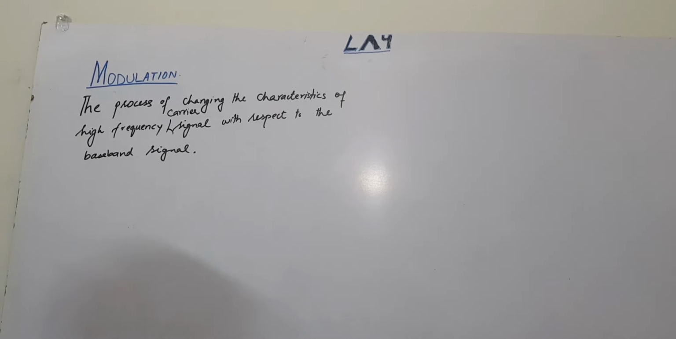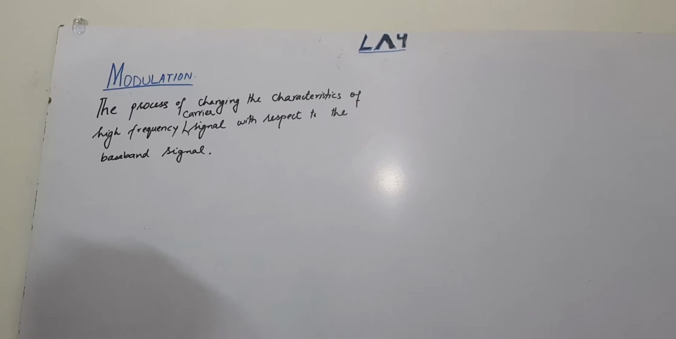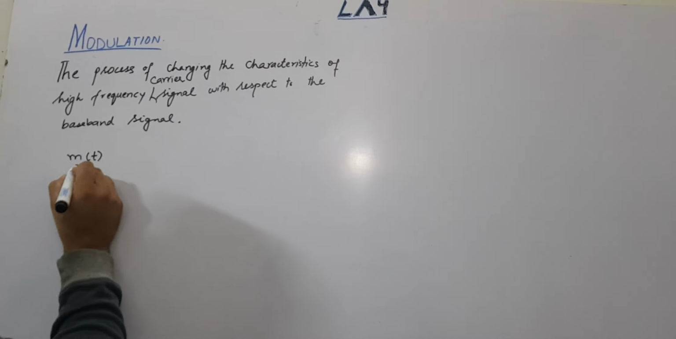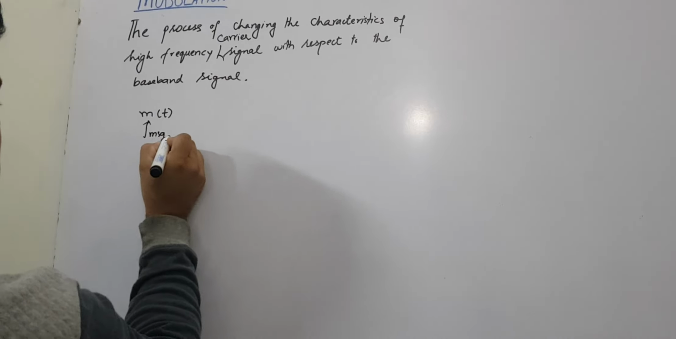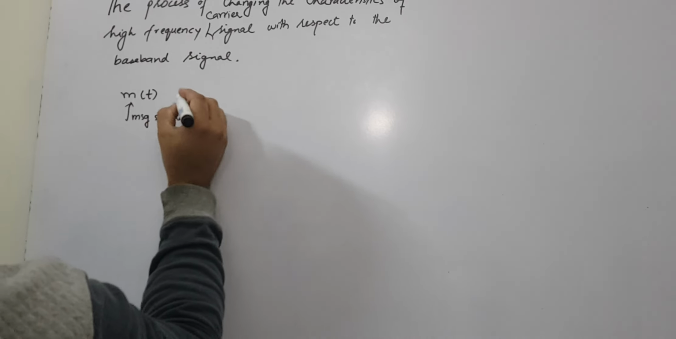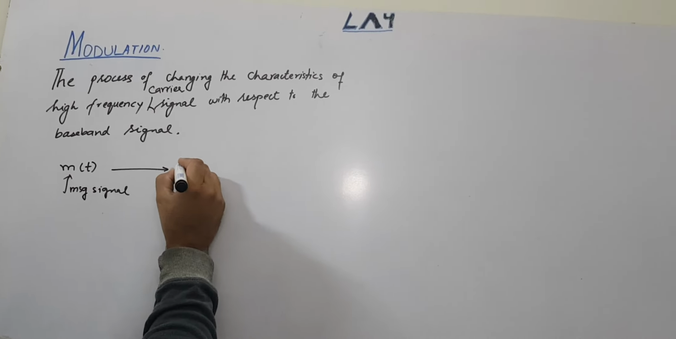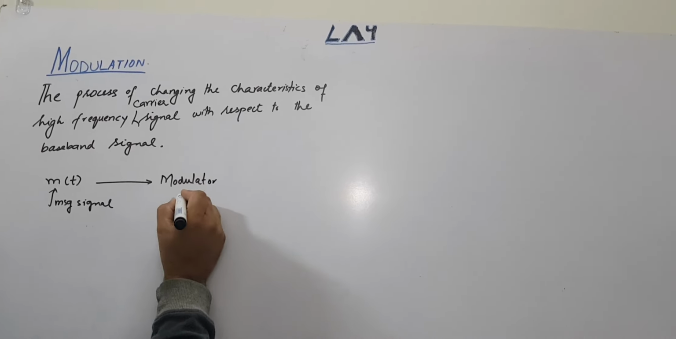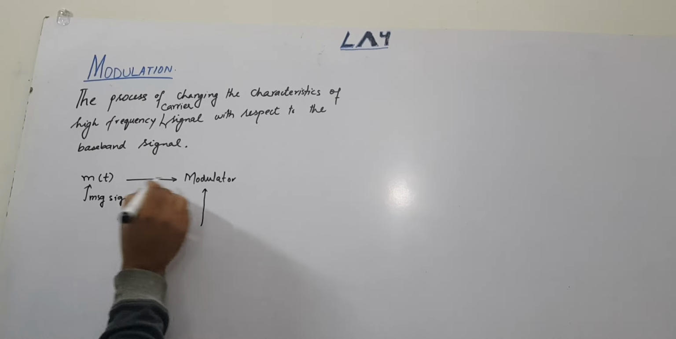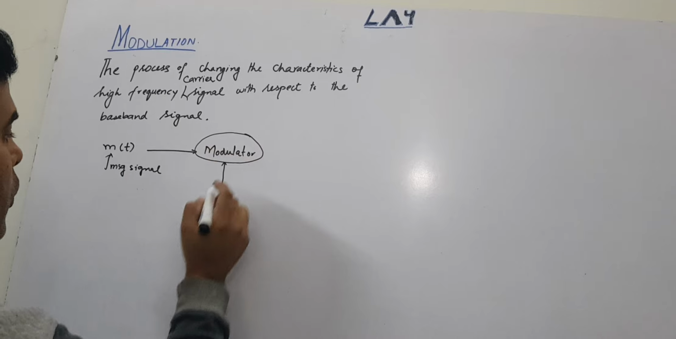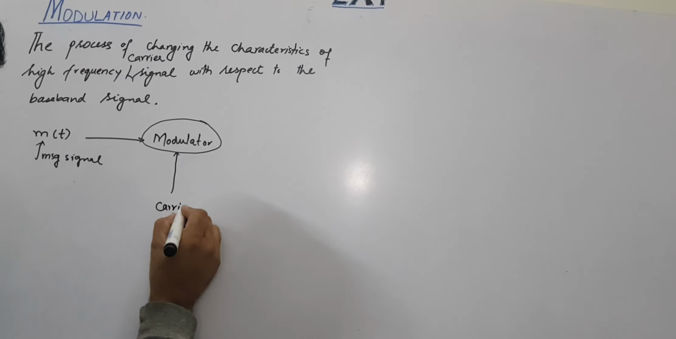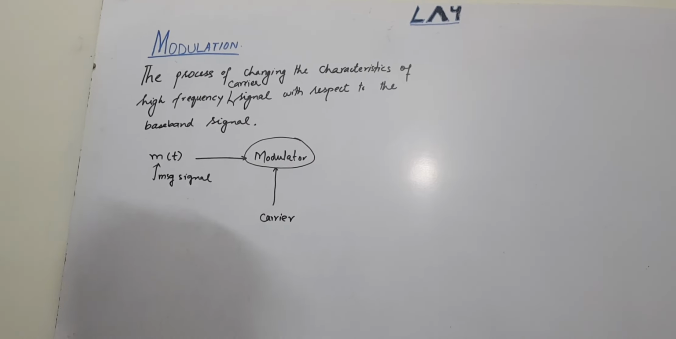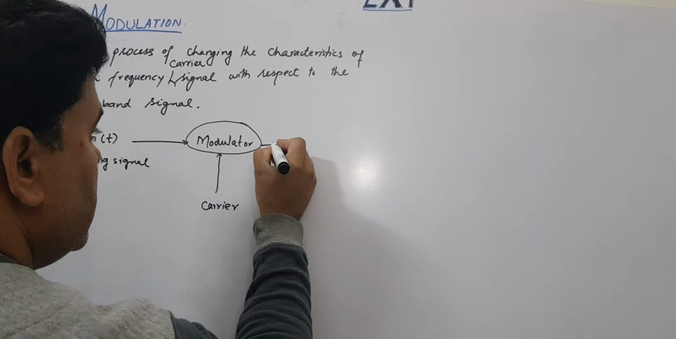So we can write the main block diagram of modulation. Suppose we have a message signal, m of t. The message signal is modulated by using a modulator, and at the modulator both the carrier and the message signal are processed, and then you end up with the modulated signal.